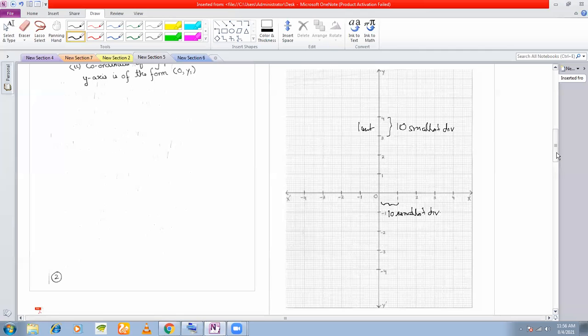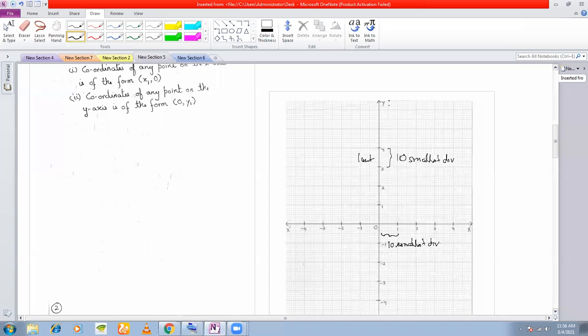Yes, sir. So, therefore, what should be the scale here? 10 smallest divisions is equal to 1 unit. Therefore, what is one smallest division? It is equal to 1 by 10, or say 0.1 unit. This we call your scale.